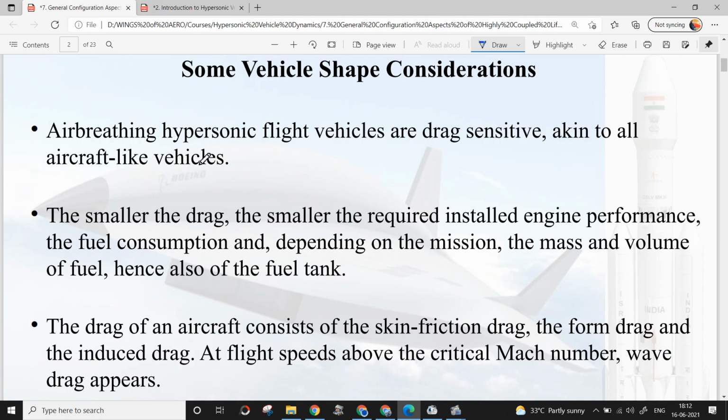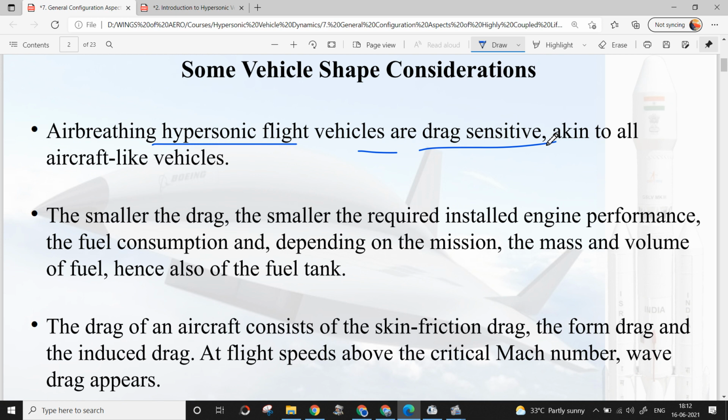So here the air breathing hypersonic flight vehicles are drag sensitive. So similar to an aircraft, right? When there is an aircraft, we will always, from a designer point of view, think to reduce the drag force, right? So similarly in hypersonic vehicles also, the most important thing, when it is flying in Earth atmosphere as a cruise and acceleration vehicle, is that we have to reduce the drag. So that is the ultimate aim, like other aircraft.